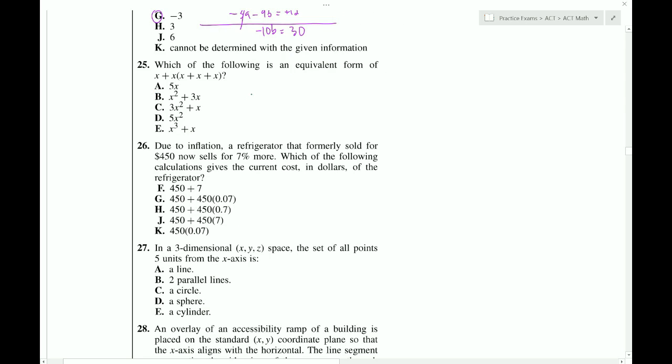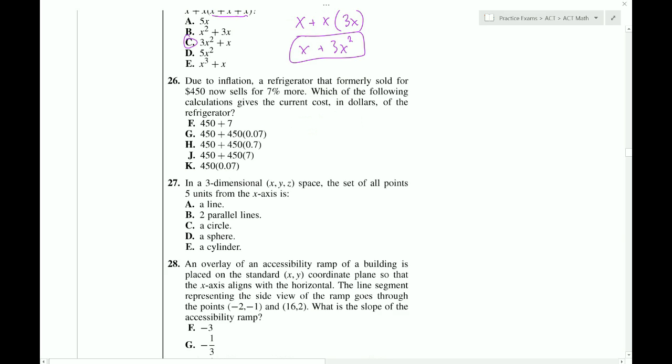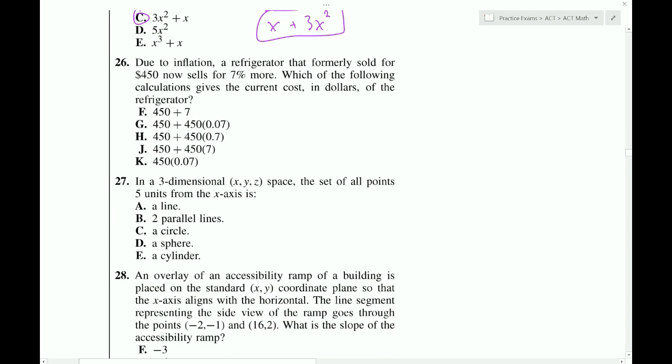Which of the following is an equivalent form of this? So I have x plus x times x plus x plus x. So these make 3x, right? X and x added together is a 3x. And then you have 3x here times x, so that's 3x squared. Okay, those you can't combine because they're not like terms. So that's choice C.